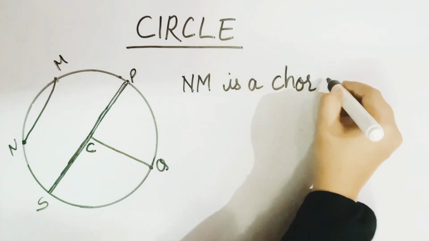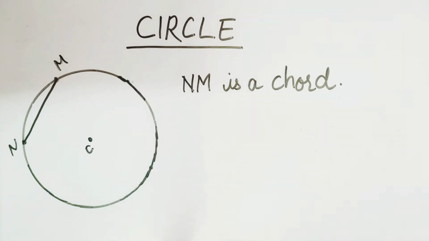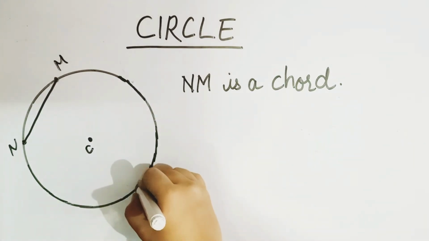Now what is this chord? Chord is a line which joins simply 2 points of the circle. आप पूरे सर्कल पे कोई भी 2 पॉइंट्स रखिए, उनको ज्वाइन कर दीजिए. इसमें कोई कंडीशन नहीं है. पूरे सर्कल पे कोई भी 2 पॉइंट्स, उनको ज्वाइन कर दीजिए. That is your chord.